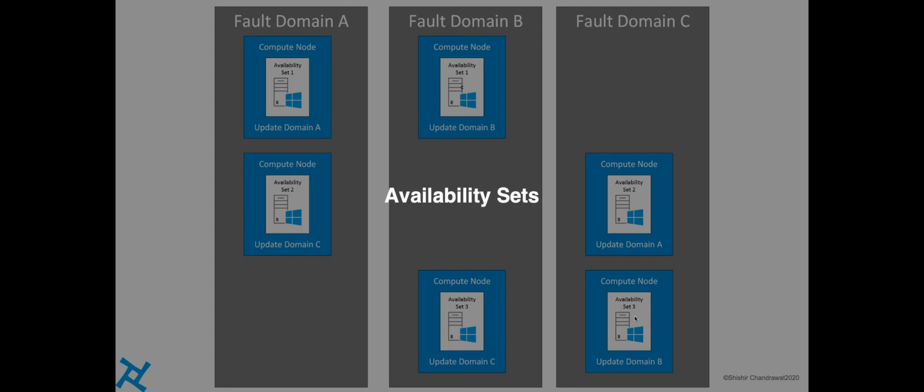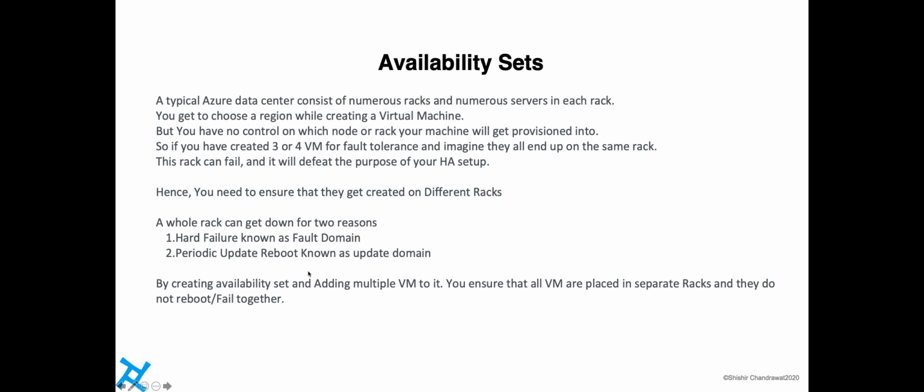And this is what is called an availability group, which takes care of the faults as well as the scheduled updates, which is fault domain and update domain. That's what an availability group is. By creating an availability set and adding multiple virtual machines to it, you ensure that all VMs are placed in separate racks and they do not reboot or fail together. So that's what an availability set is.